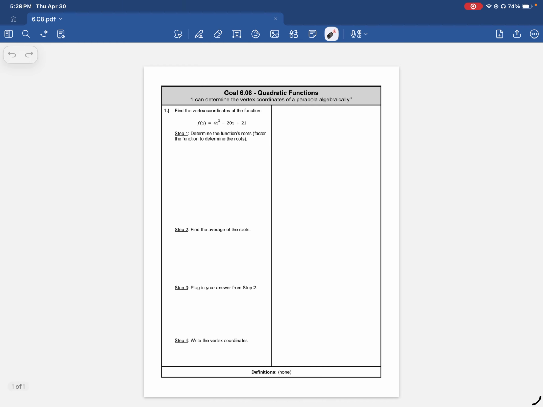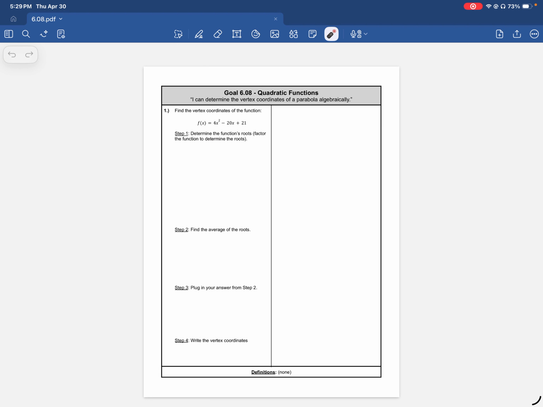And 6.08, determine the vertex coordinates algebraically. I do not want you to just type this in Desmos and say, hey, the vertex is this, comma, that. You need to do it by hand. You're welcome to use Desmos to check your work, but the steps are all laid out for you. Solve this. So 4x squared minus 20x plus 21 equals 0.